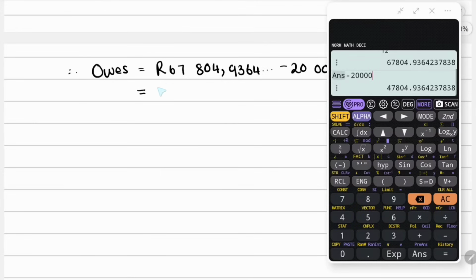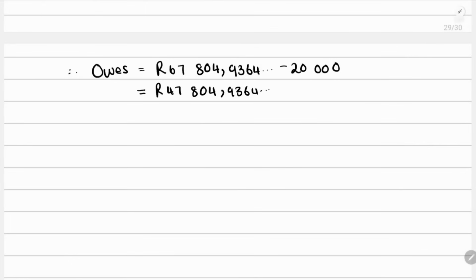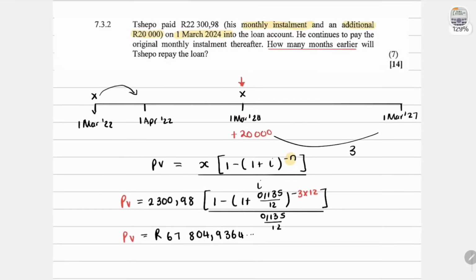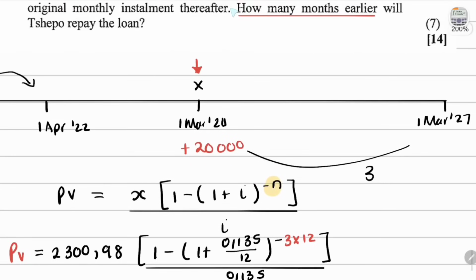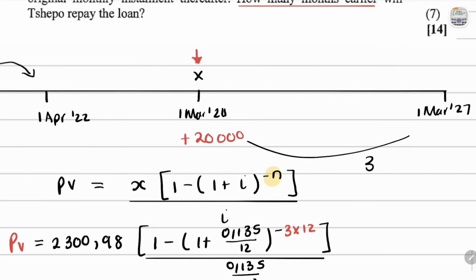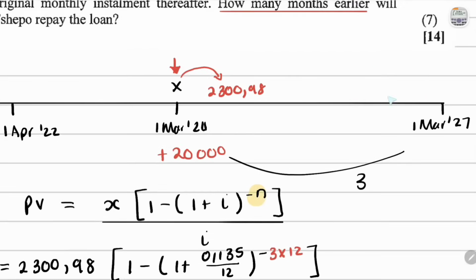So this is going to be 47,804.9364. Okay, so now we know how much he owes. So what happens here is that he's going to start paying the same amount that he was paying before. But now he no longer owes this amount. He owes a new amount. And so the month after and every other month after, he starts paying 2,398. And so now we have to find out how many months earlier will he finish paying off the loan.